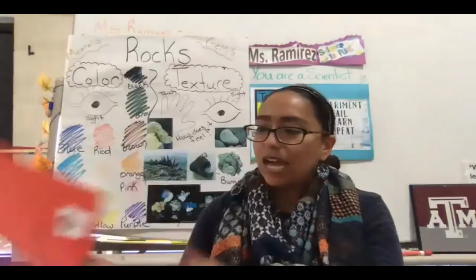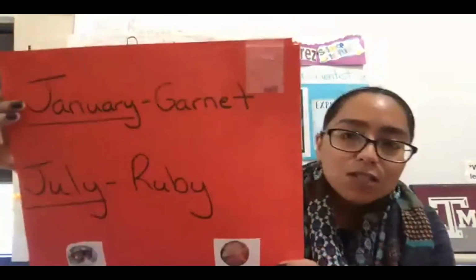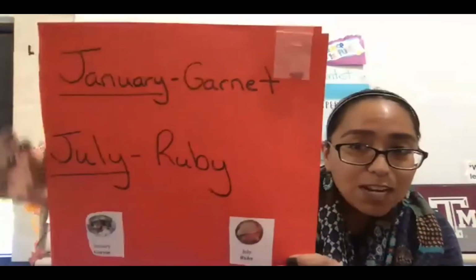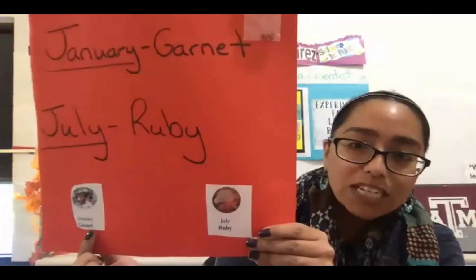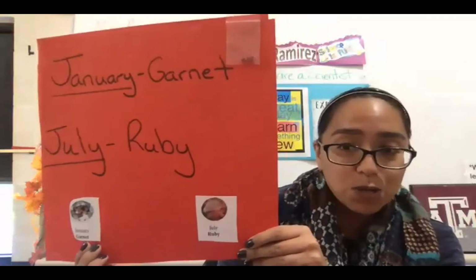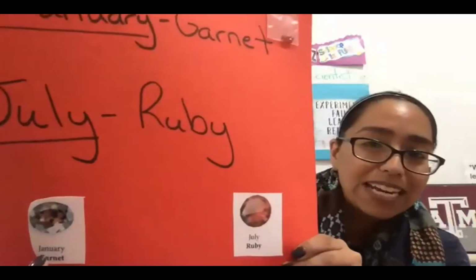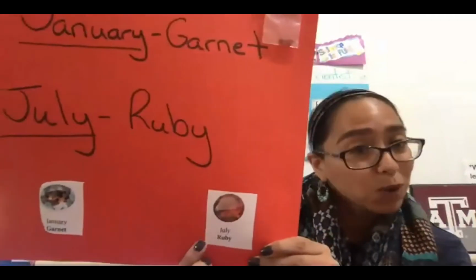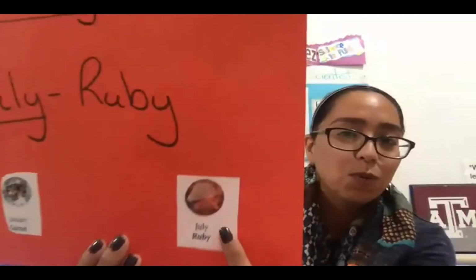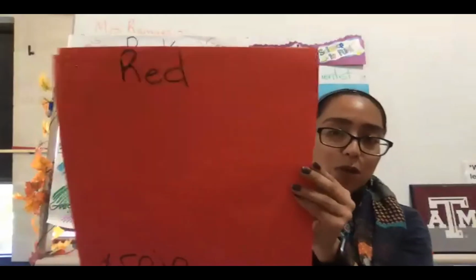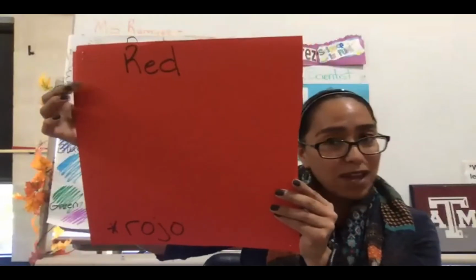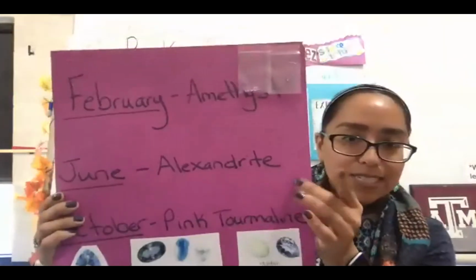Now let's take a look at our next months. If you were born in January or July, go ahead and raise your hand. If you were born in January, your birthstone is the beautiful dark red garnet. And if you were born in July, you have the beautiful red ruby as your birthstone. So birthstones can be red as well. Let's take a look at our next color.